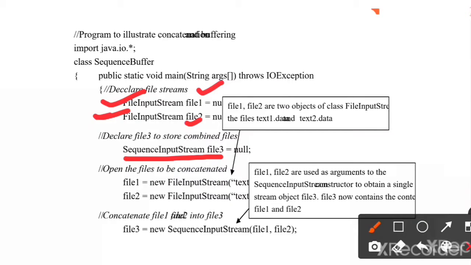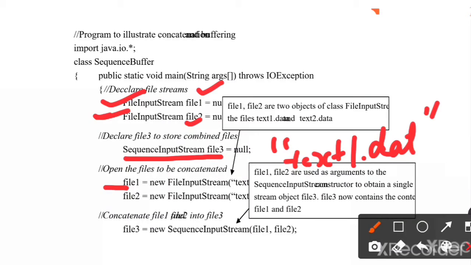Now let us see how to open the files to be concatenated. To open the files to be concatenated, we have to link the actual files to the FileInputStream objects. So I am writing file1 equals new FileInputStream. Within the parentheses, we are going to pass the name of the file. Here the name of the file is text1.dat. That is the first file, and the next file is text2.dat. Once this initialization happens, file1 and file2 objects are now pointing to the actual files.